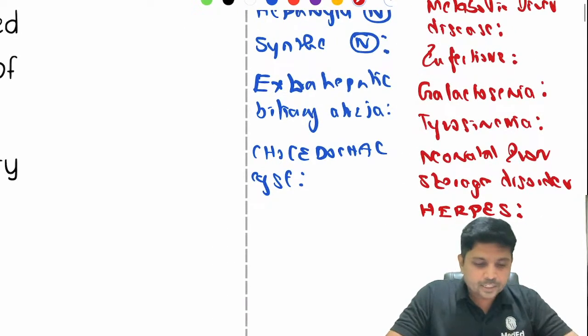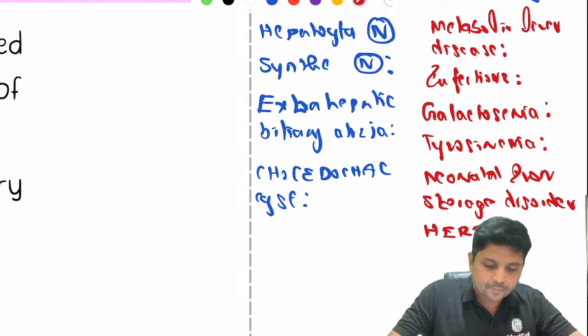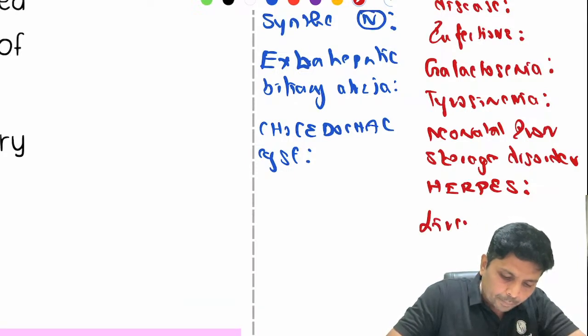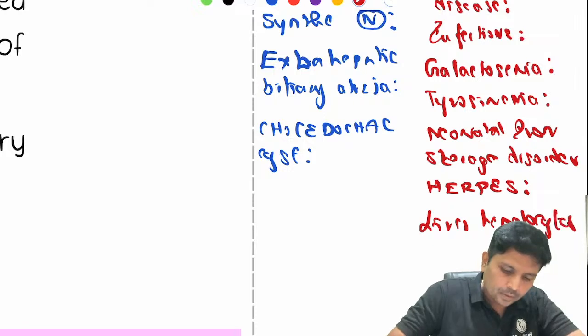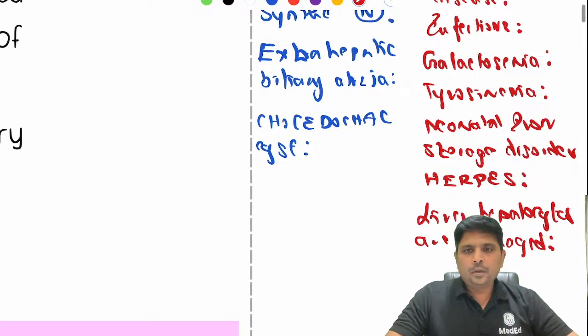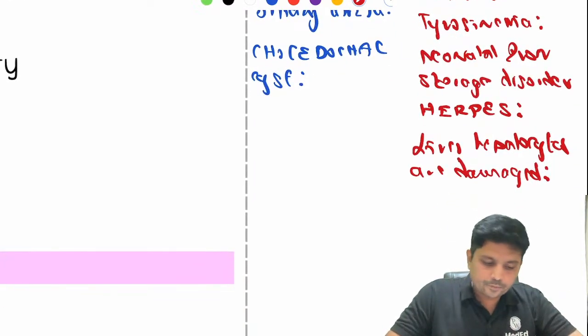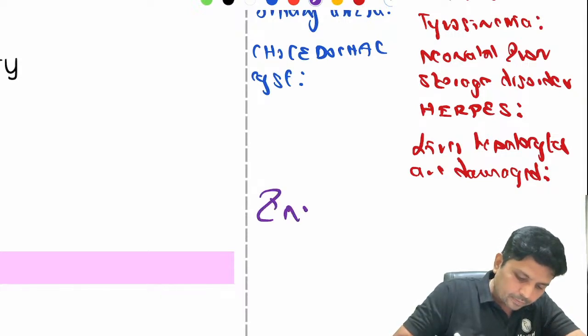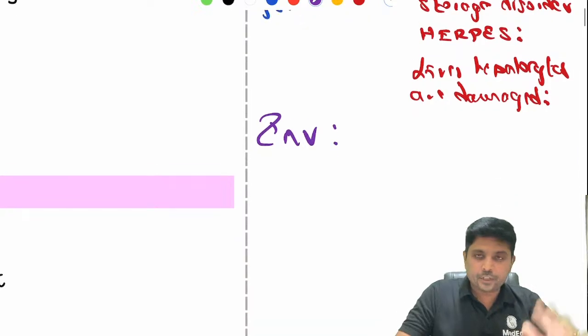In all these conditions, the child is very sick and the liver hepatocytes are damaged. That's why the child is sick. So what are the investigations you can do?